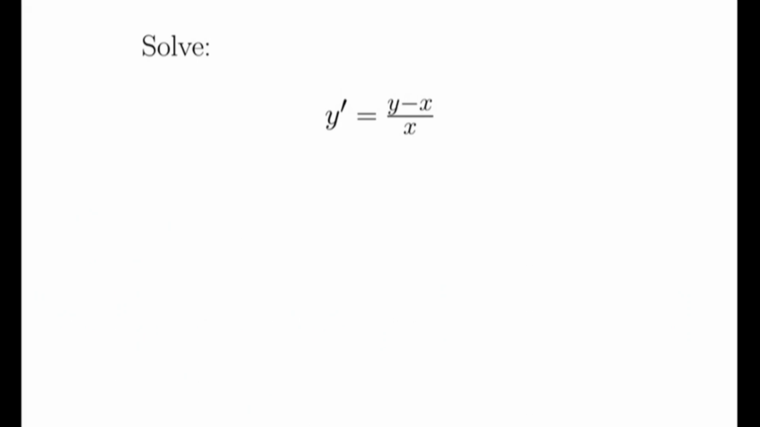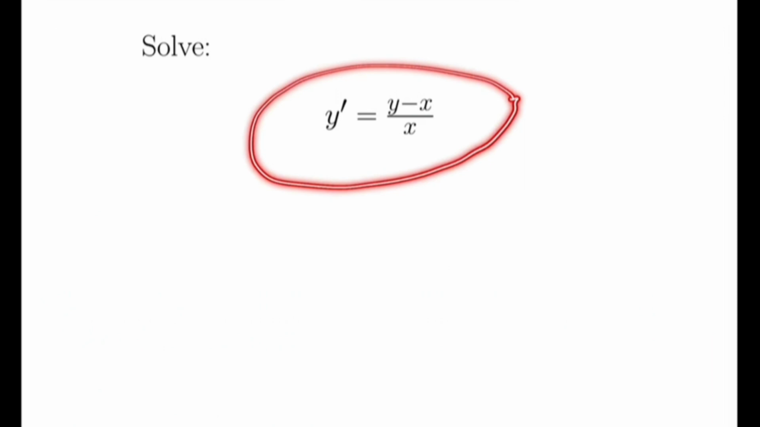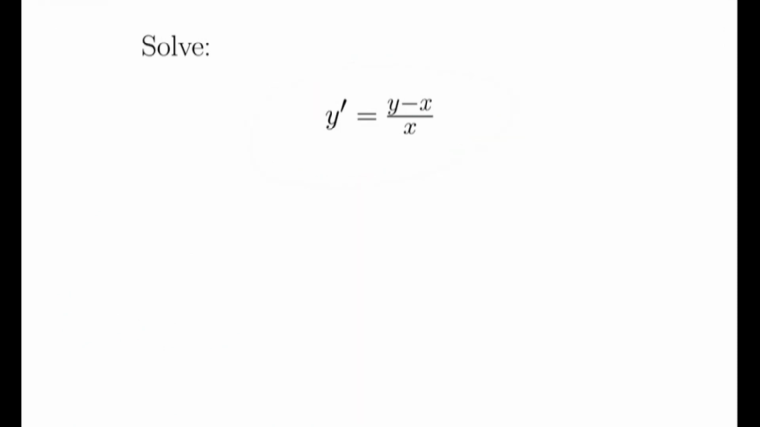In this video, we'll solve the following differential equation: y' = (y - x)/x. Note that this is a homogeneous differential equation because on the right hand side, the numerator is a first degree homogeneous polynomial, so it has degree 1, and the denominator also has degree 1. So this is a homogeneous differential equation.